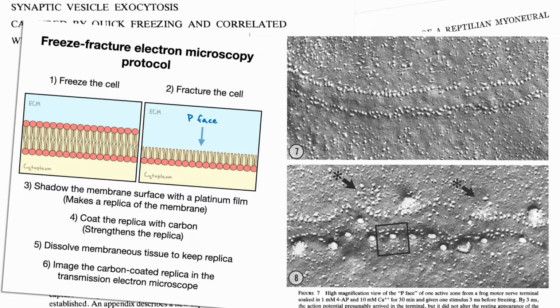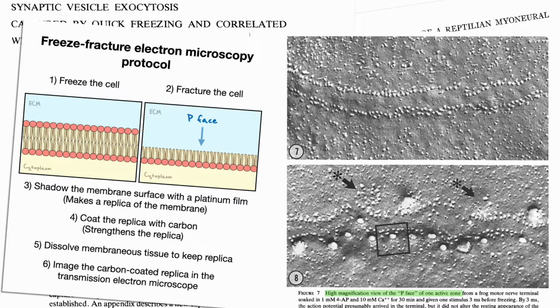To do so, the cell is first frozen and then fractured. Here, the fracture essentially splits the phospholipid bilayer in two halves by using a sharp microtome knife. In terms of freeze-fracture terminology, the lipid layer near the cytoplasmic region, as viewed from the hydrophobic tails, is named the P face. After cleavage, the surface is shadowed with a platinum film, which produces a replica of the surface. The replica is then coated with carbon to increase its stability. After the membranous tissue is dissolved from the replica, it can be imaged in the transmission electron microscope. The subsequent image captured by the microscope is what you see on the right.